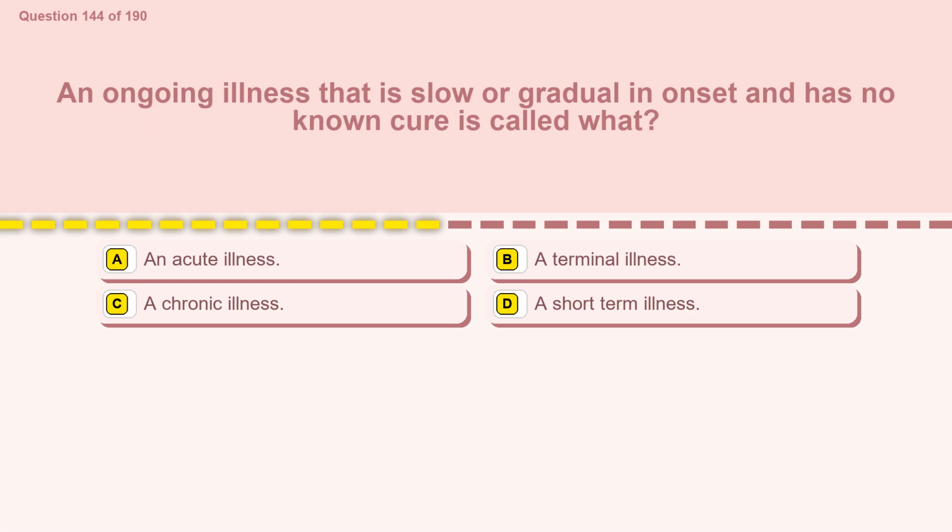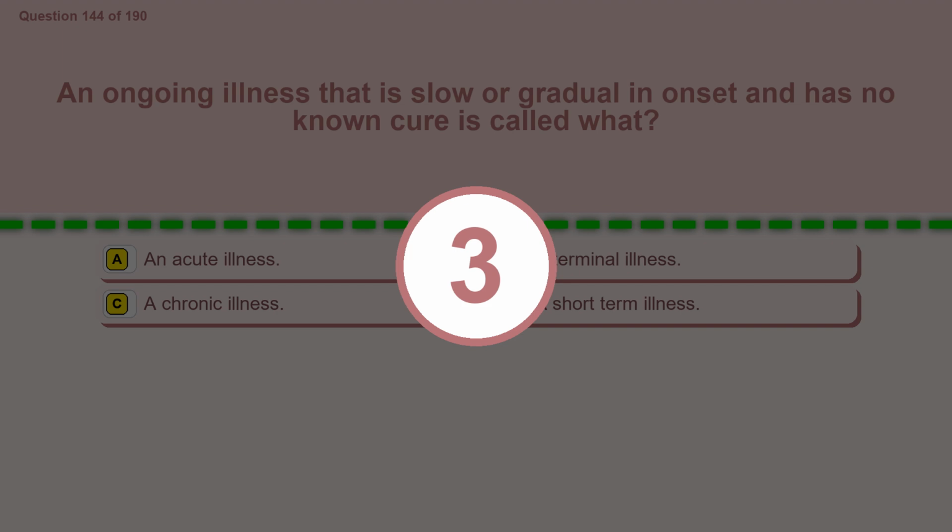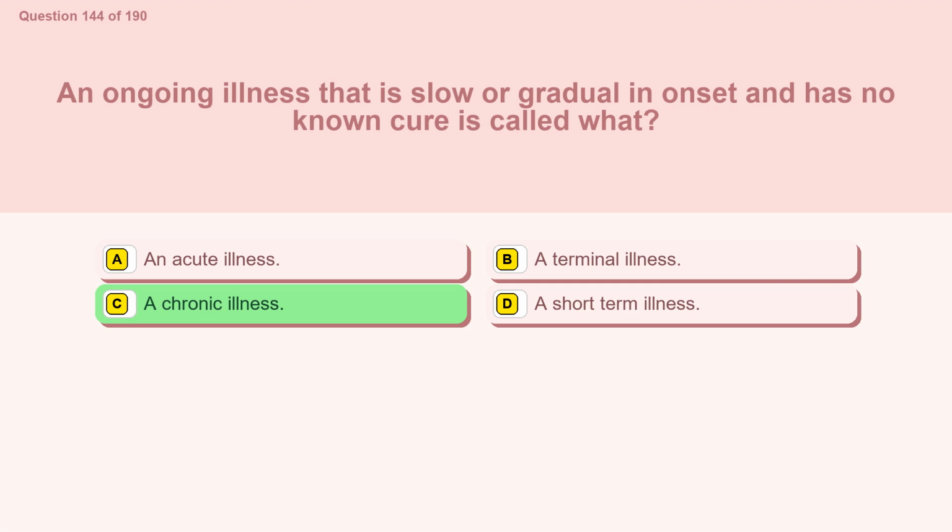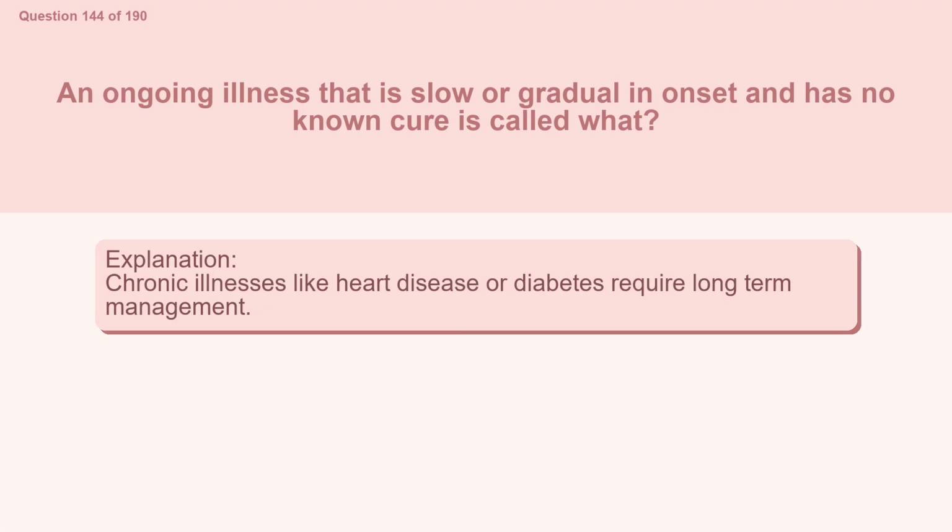Option A, an acute illness. Option B, a terminal illness. Option C, a chronic illness. Option D, a short-term illness. The correct answer is option C, a chronic illness. Chronic illnesses like heart disease or diabetes require long-term management.